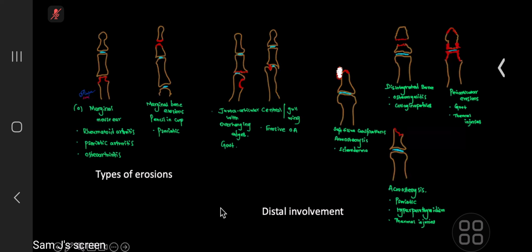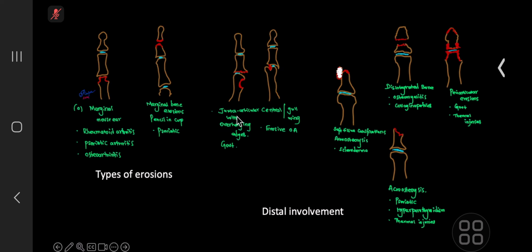Next, we have to classify the types of erosions. Whether it is marginal, then if it is a mouse ear kind of pattern, think of osteoarthritis first, rheumatoid, and then psoriatic arthritis. And if it's a marginal bone erosion with pencil in a cup, then think of psoriatic arthritis. So you can actually see that mouse ear kind of pattern, and in psoriatic you can see that pencil in a cup kind of deformity.